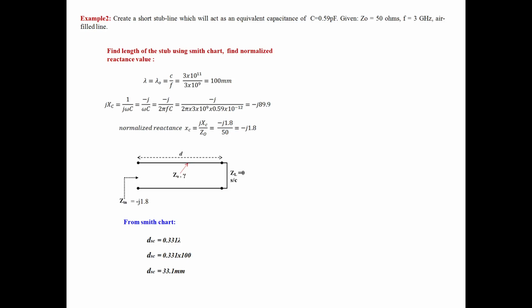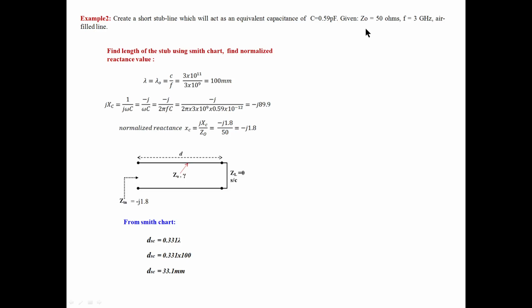Yes, ma'am, audible. Okay. So, create a short stub line which will act as an equivalent capacitance of C equal to 0.59 picofarad. Short stub, you should carefully read "short", because we can implement capacitance using an open stub also. Whichever is asked in the examination, you should use that. Here it is asked for a short stub line which will act as an equivalent capacitance of 0.59 picofarad.